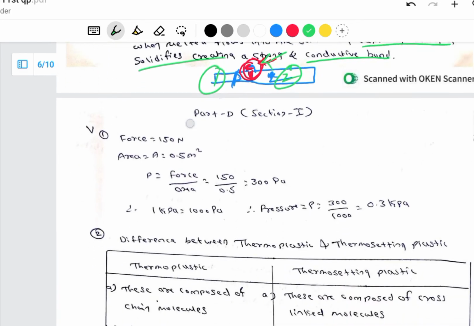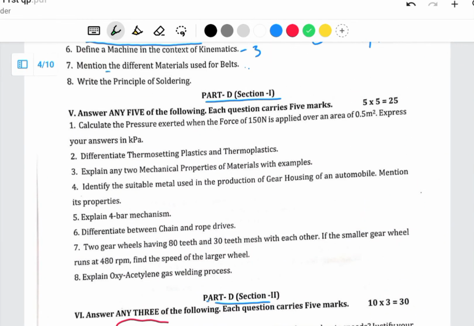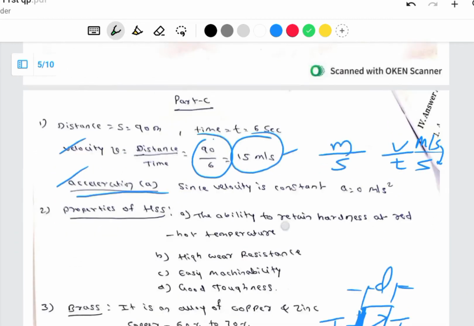So the part D, section 1. How many do you have to attempt? See, in the part D section 1, 5 questions you have to attempt. Each will carry 5 marks. So let us see all these questions and answers.